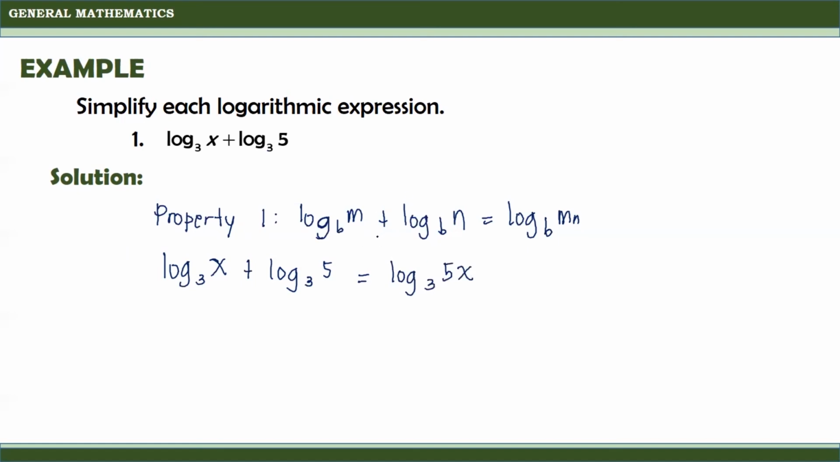Recall that when we are adding two logarithmic expressions, then we are multiplying their respective powers. Then, multiplying x and 5, we will have 5x. Therefore, logarithm of 5x to the base 3 is the simplified form of the given.